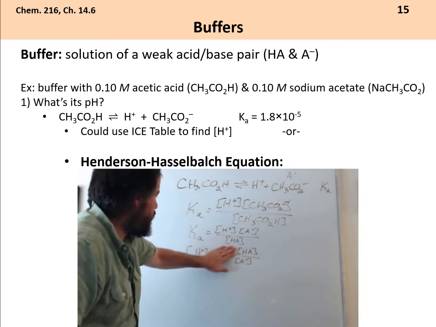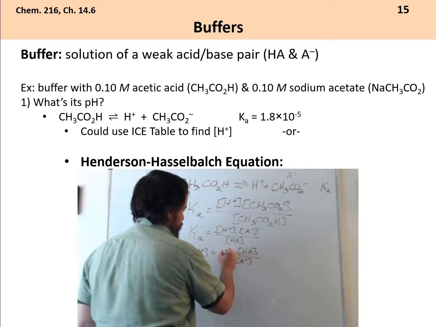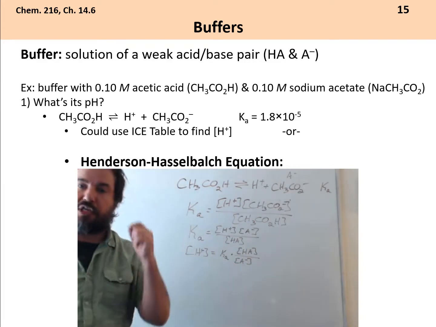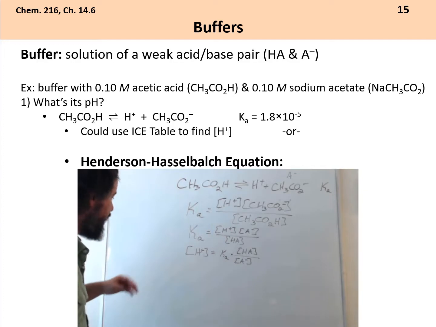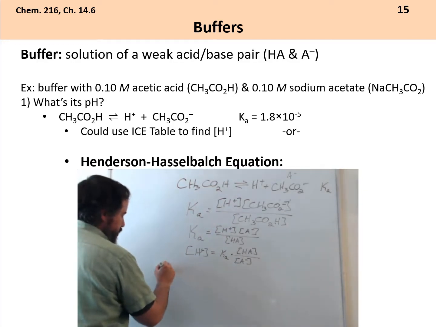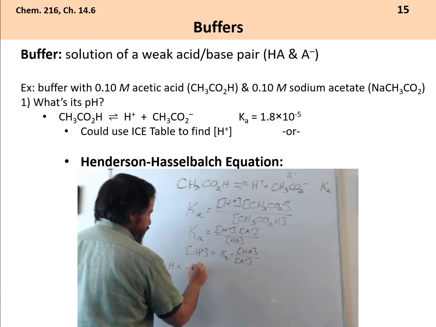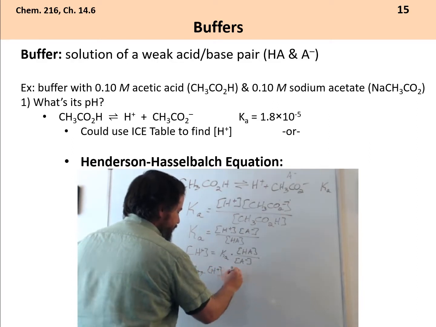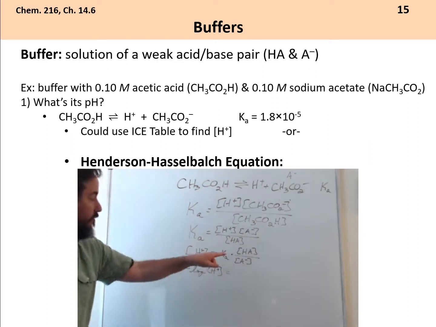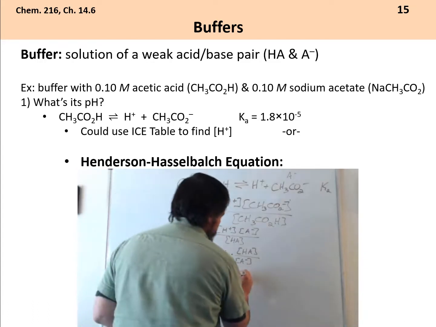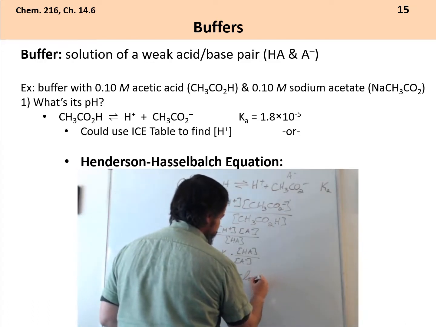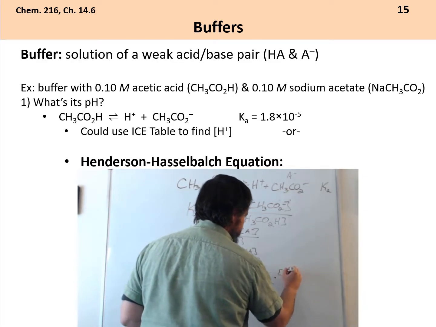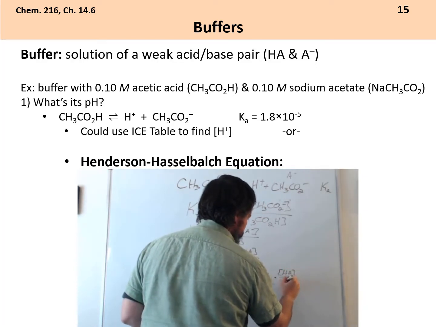Now, what is pH? Because remember, our question's asking for pH. pH is the negative log of H plus. So that means pH is going to be the negative log of this. Okay? So negative log of Ka times HA over A minus.